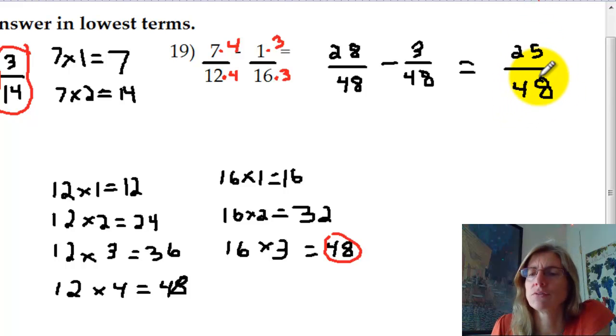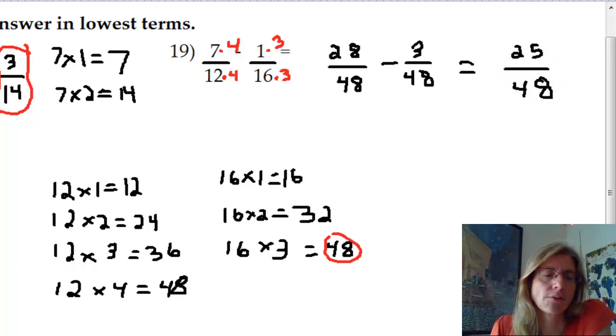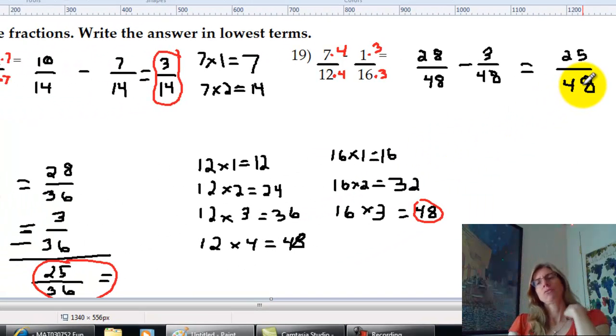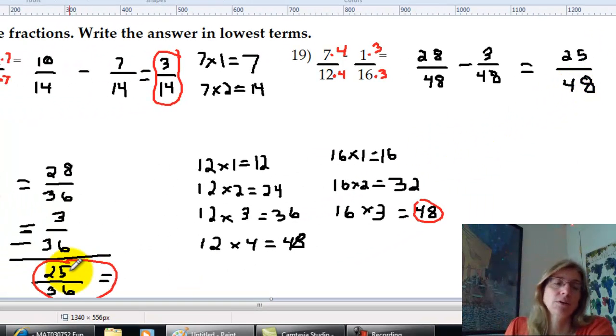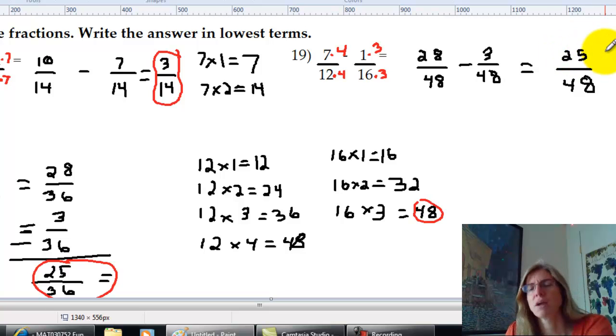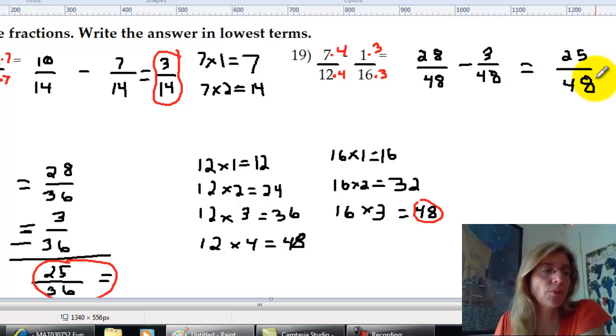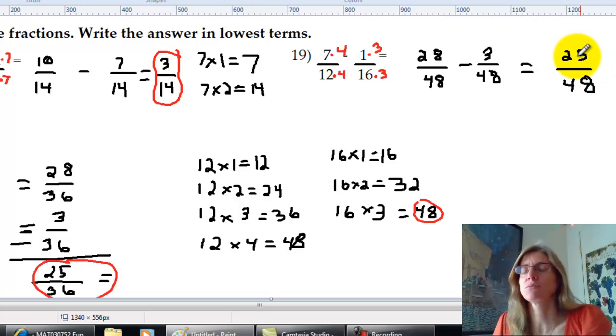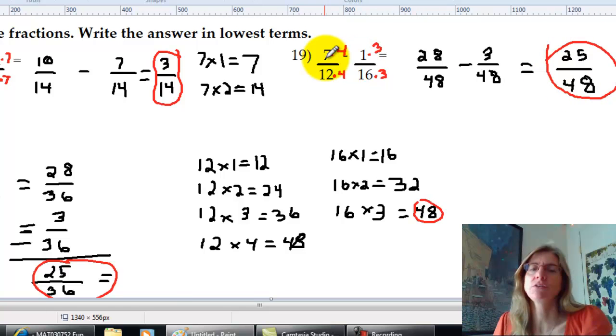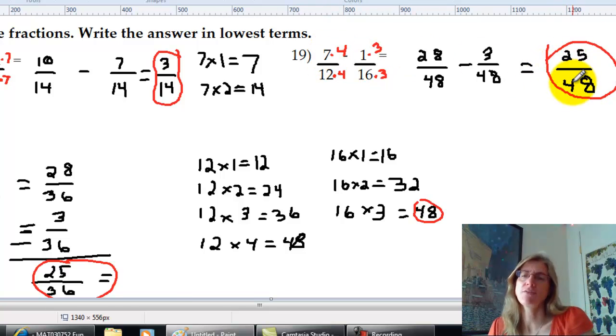Wow, this looks very similar. So once again, we're in a similar situation as to this problem here. 25 is not divisible by 2, 48 is. 25 is not divisible by 3, 48 is. 25 is not divisible by 4. So we're running into the same problem. This is reduced. So the answer to number 19 is 25/48.